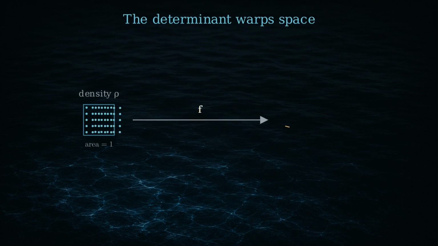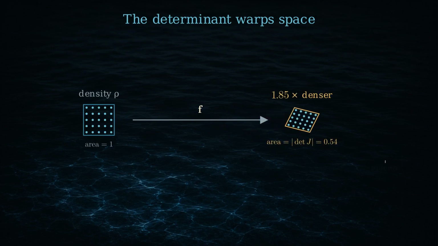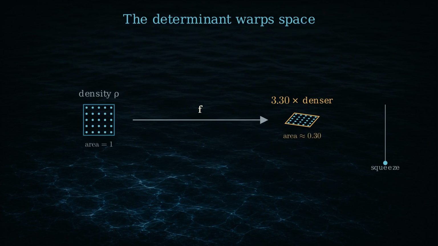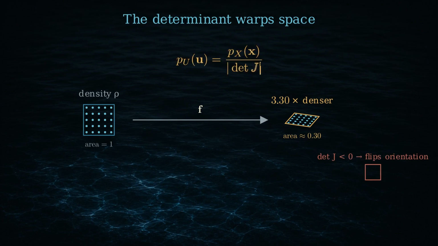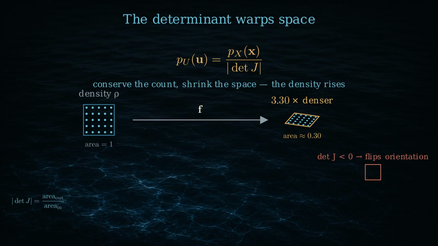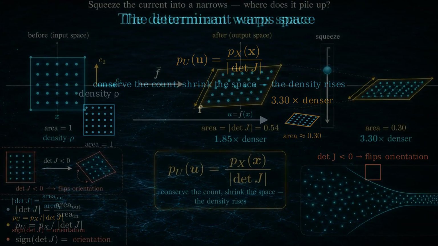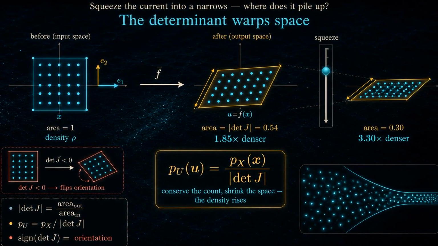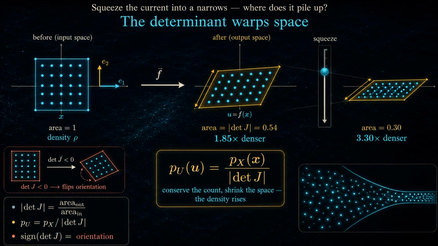But look at the dye, not one speck was added or removed. The same count, in less room, so the density climbs, by 1 divided by the absolute value of the determinant of J. Squeeze harder, and it climbs faster. Flip the patch inside out, and the determinant turns negative, that is orientation reversing. And this is the law that carries the Jacobian far beyond geometry. The density after equals the density before, divided by the absolute value of the determinant of J. It is the change of variables rule, the very same Jacobian a normalizing flow uses to turn plain noise into a distribution.